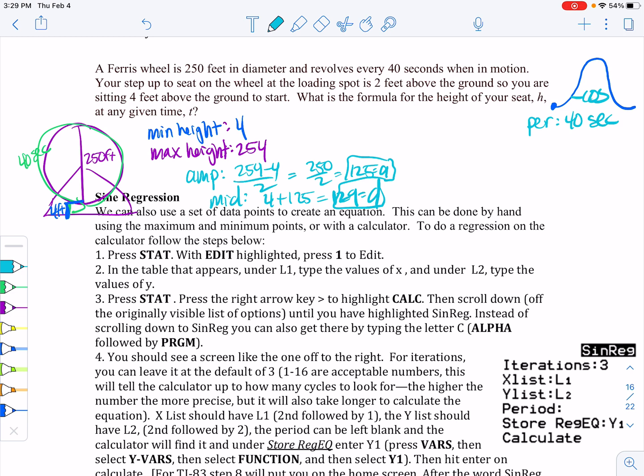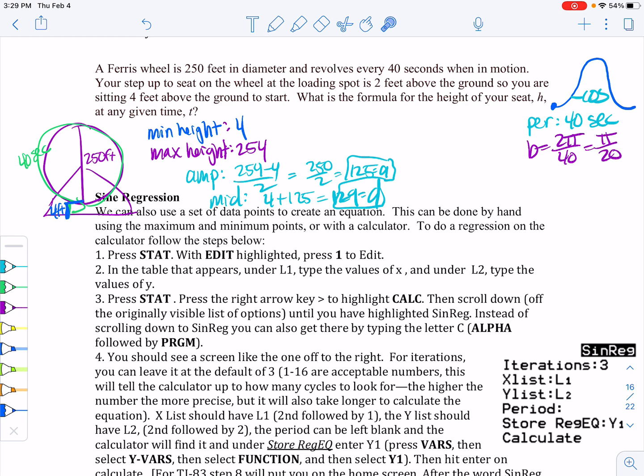Again, if you think per 1 unit of time is a frequency, this is not per 1 unit of time. This is 40 seconds. So this is not a frequency, which means it's a period. So the period is 40 seconds, which means I can find the b value. So b is 2 pi divided by 40, which gives us pi 20ths.